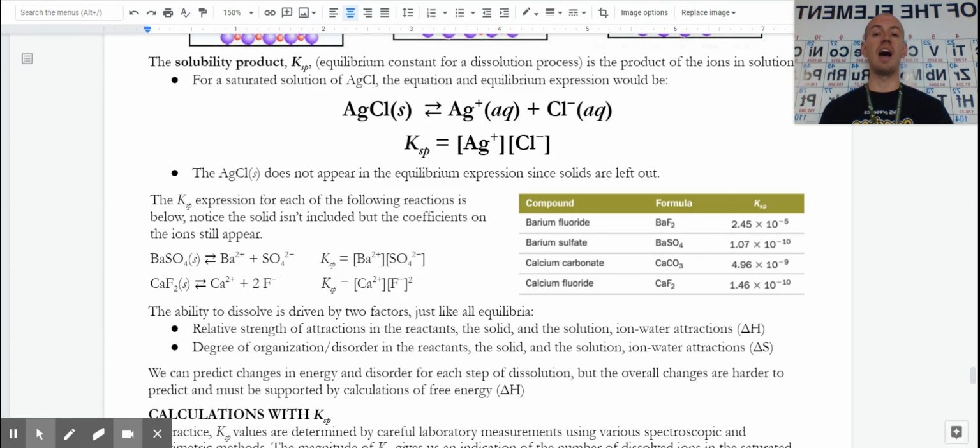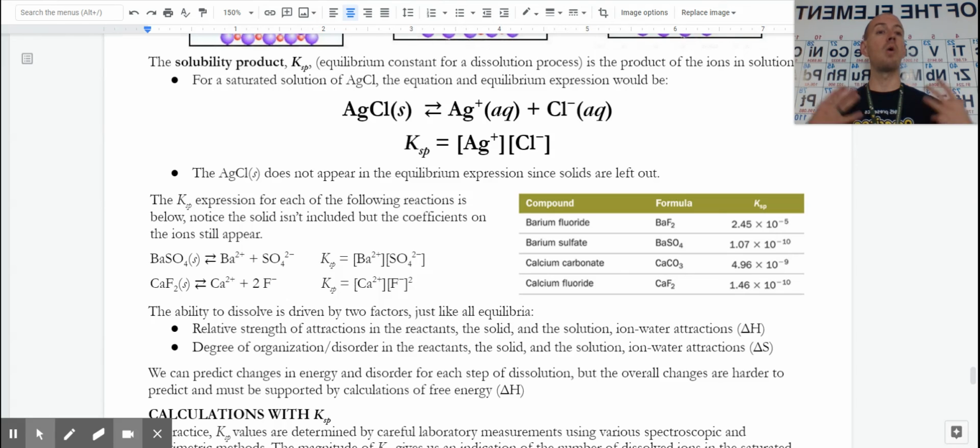Whether something dissolves or not and how well it can dissolve is very much like any other equilibrium. The bonds, or the strengths of the attractions, the energy. So we can think about how strong is the bond in the solid, how strong is the attraction within the water, how strong is the attraction between the water and the ion. That's one of the things that determines whether a lot will dissolve or little.